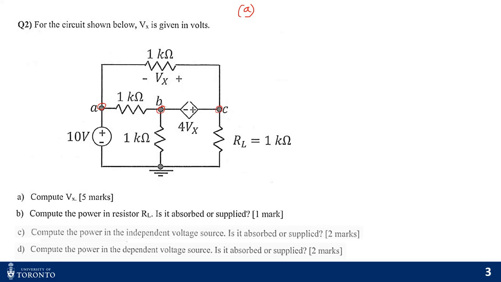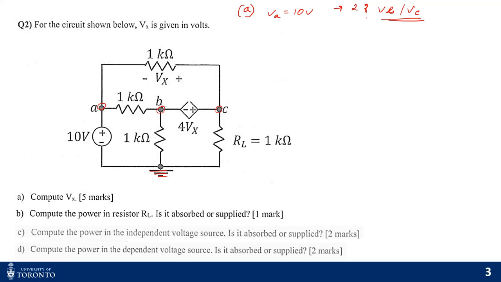But you already know the voltage at node A, because your ground is given. So you know the voltage at node A, which is 10 volts. So basically you have 2 unknown nodes, which are VB and VC. So you need to find 2 equations. It's a 2 variable equation.